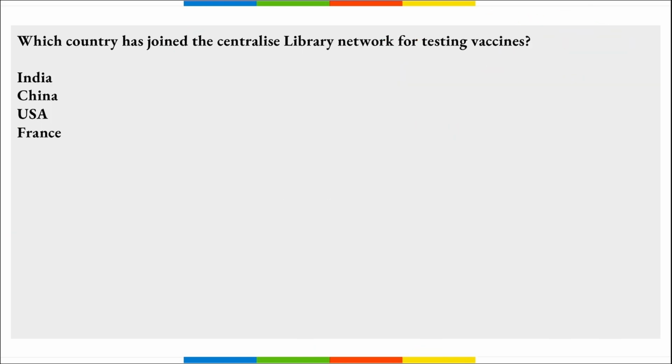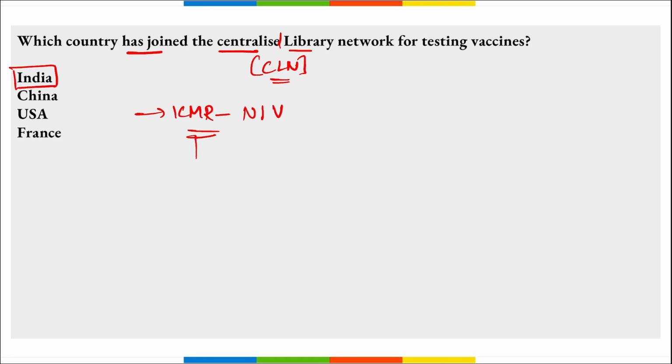Next is which country has joined the centralized library network for testing vaccines? Tell me, which is the platform that has joined the centralized library network for testing vaccines? This network, CLN, Centralized Library Network. Correct? So India through their ICMR. So first of all, you should know it is India. India's ICMR, that is Indian Council of Medical Research, and their department, National Institute of Virology, that is NIV, they have joined the centralized library network.